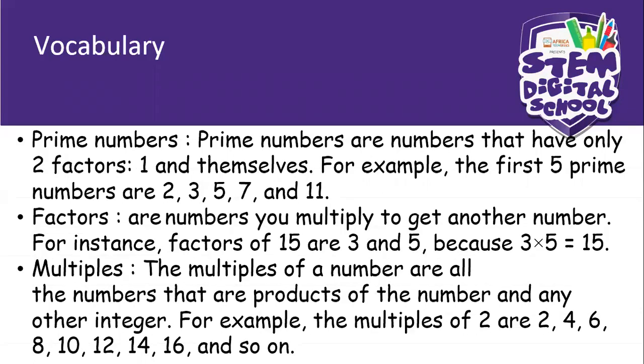If I go to the next one and I say, okay, 2 times 12 is equal to 24, that means 2 and 12 are factors of 24. 3 and 8, when you multiply them together, you get 24. That means 3 times 8 is equal to 24. That means your factors of 24 are 1, 2, 3, 8, 12, and 24. That's what a factor is.